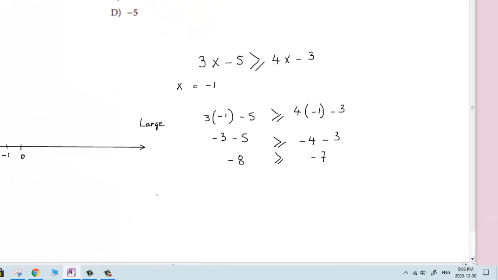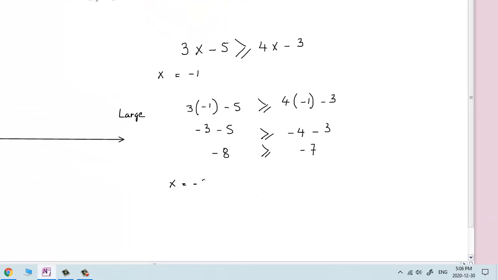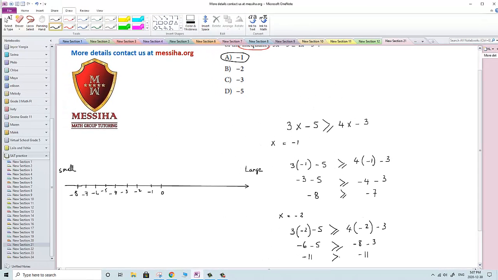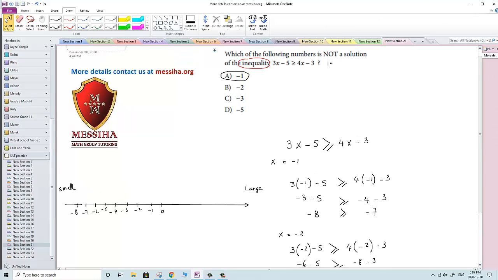Let's try negative 2. So x equals negative 2. So 3 times negative 2 minus 5 greater than or equal to 4 times negative 2 minus 3. 3 times negative 2 is negative 6, and negative 5, that means negative 11. Here, negative 2 times 4 equals negative 8. Negative 8 and negative 3, it's negative 11. And here we are saying greater than or equal. Actually they are equal. So this is a solution. But here it's saying which of the following numbers is not a solution. So I cannot choose B.